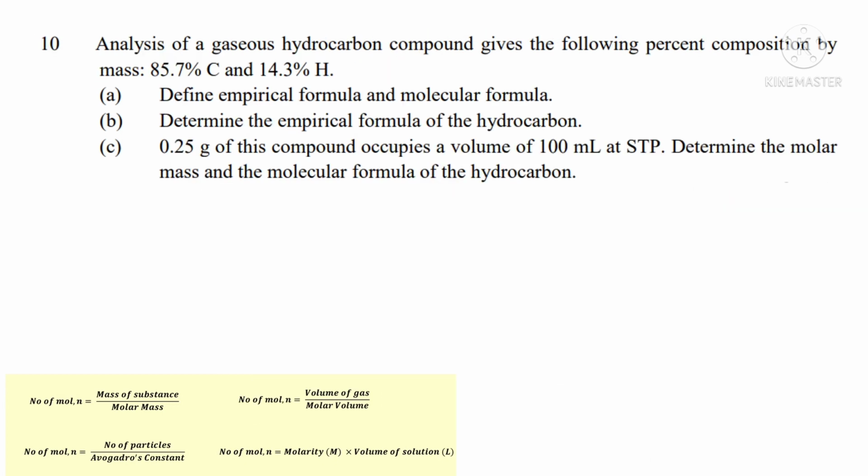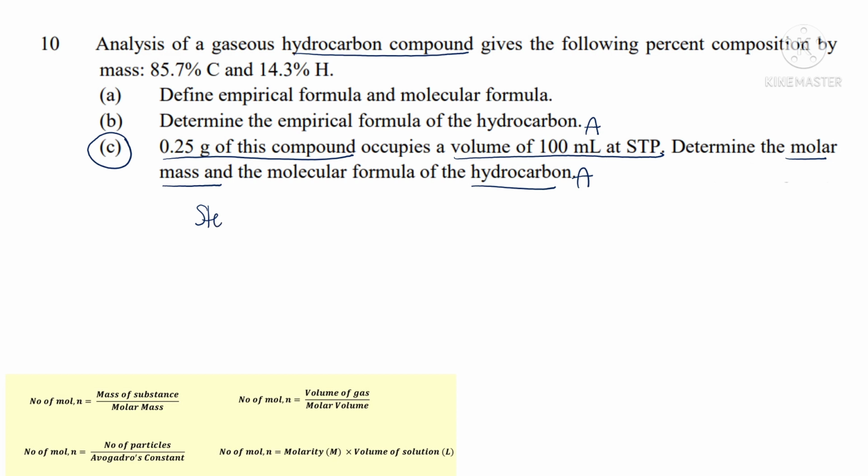Question number 10, I will discuss 10C since students only ask for 10C. For 10C, we have been given the mass of the hydrocarbon compound and also the volume of the hydrocarbon gas compound at STP, and we have been asked to determine the molar mass of the hydrocarbon. Basically it's just a two-step question, because we are given the volume of gas and the mass of the hydrocarbon, and asked to determine the molar mass.